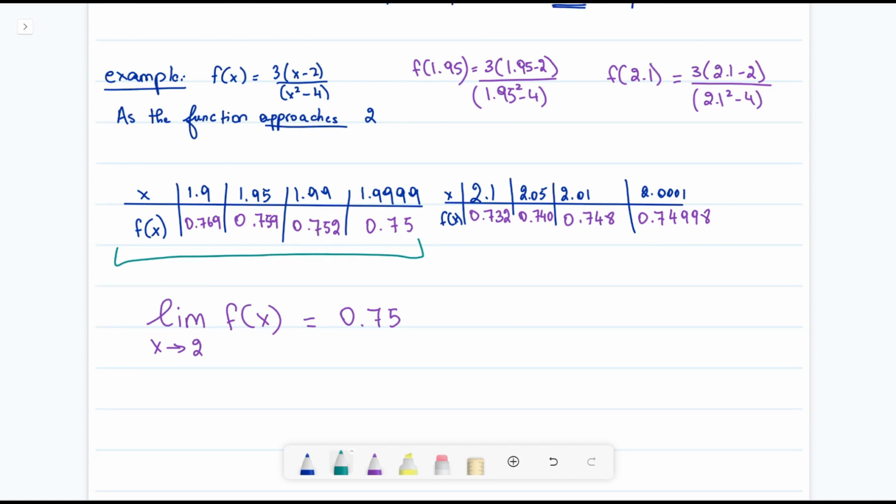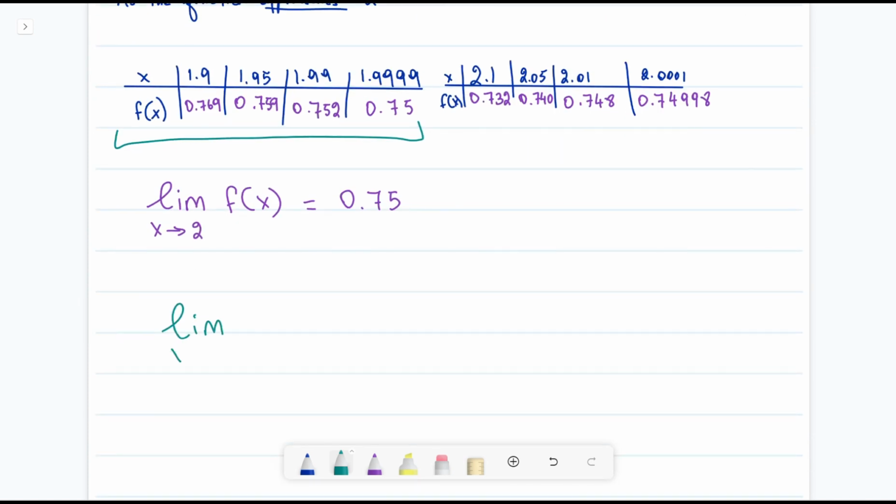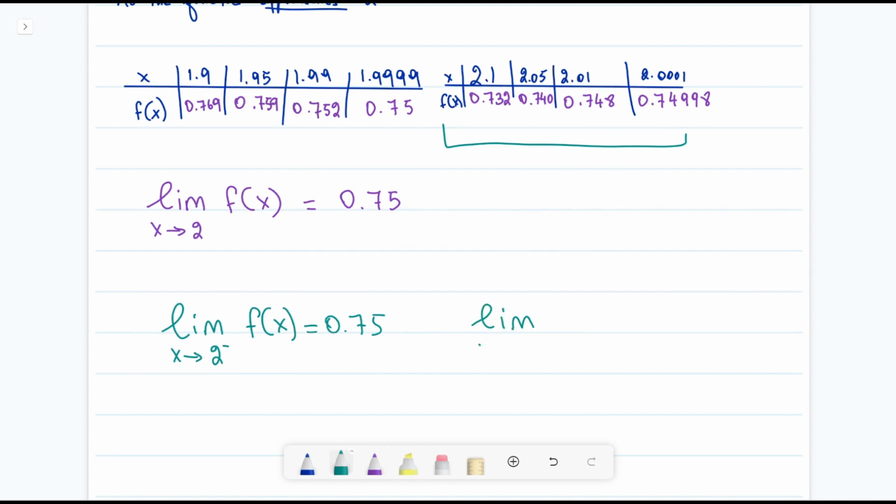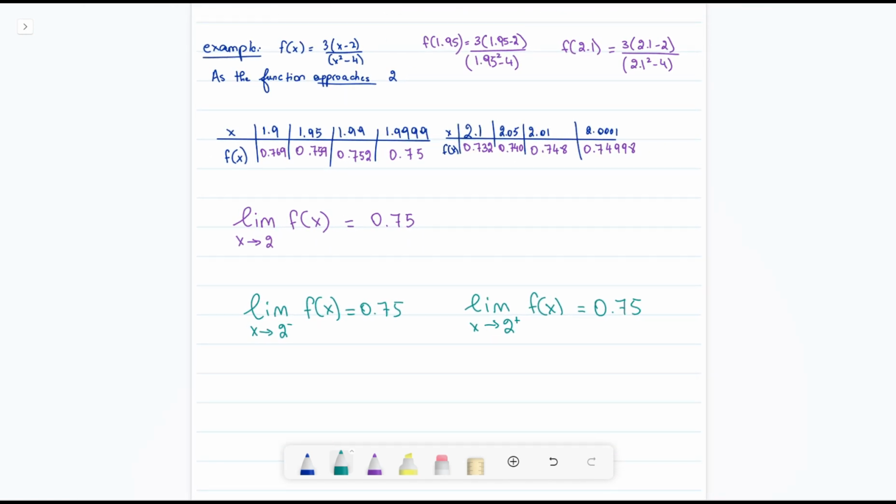So if we were to write that, we were doing the limit as x approaches 2 from the left. So we put a little negative sign, which signifies that this is from the left, of f of x, and we were getting closer to 0.75. And in the table on the right, we express this as the limit as x approaches 2 from the right, so we put a little plus sign, of f of x. The function also was approaching 0.75, so the limit is 0.75.